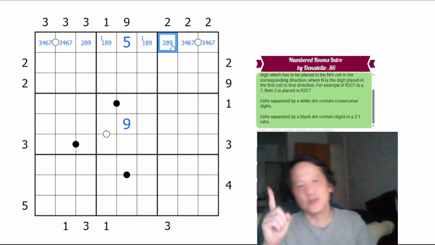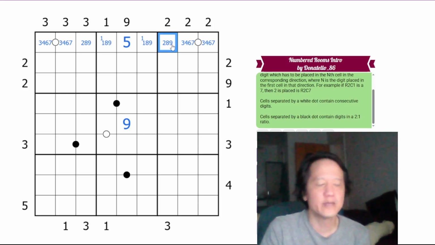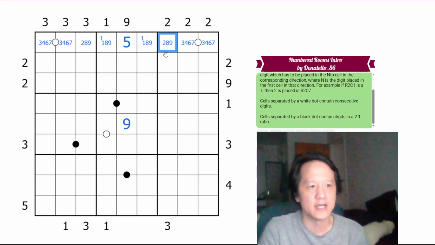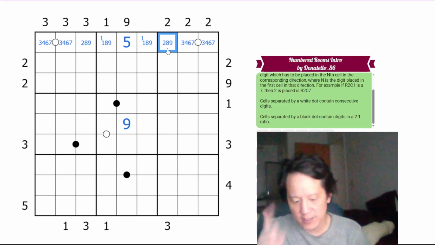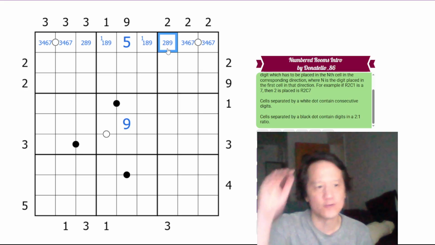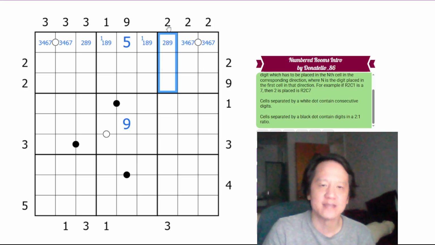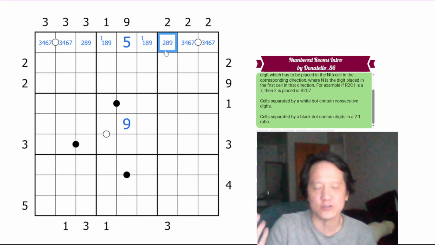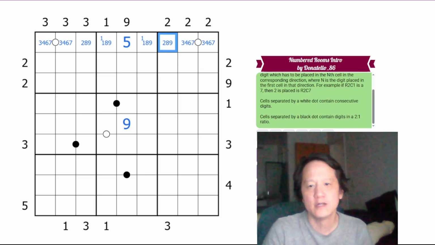Okay. Another thing about numbered rooms is that the first digit you see, the n digit essentially, cannot be the same as the digit outside of that, which is the numbered room clue. And the logic there is obvious. Say this was a 2, right? If this is 2, that would say 2 is in the 2nd position, but we already have 2 in the 1st position, and that's a contradiction. So we know this cannot be 2.